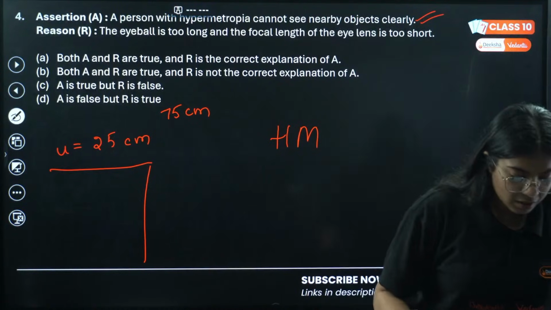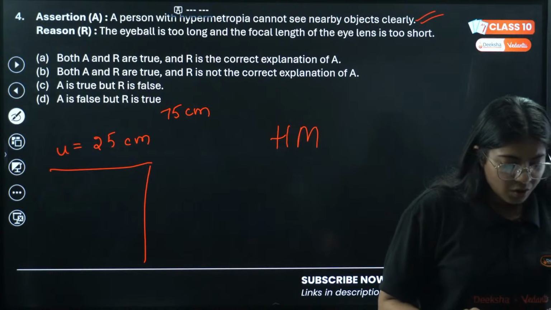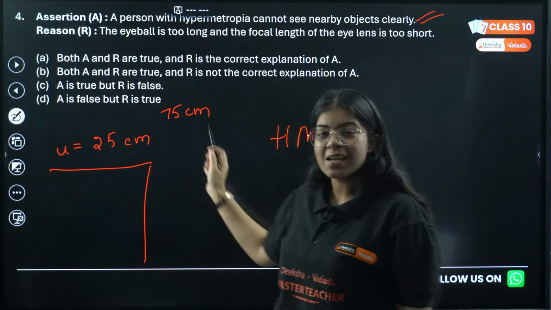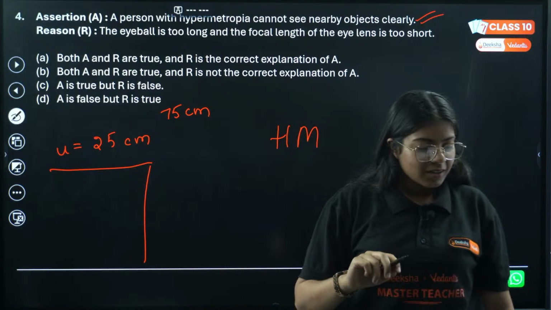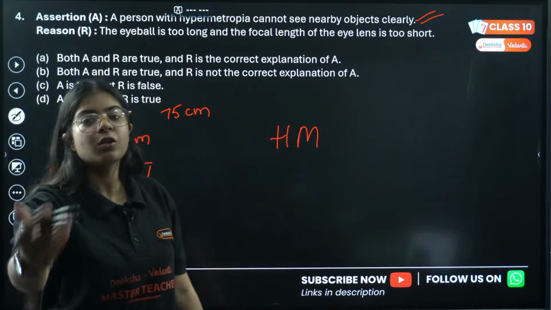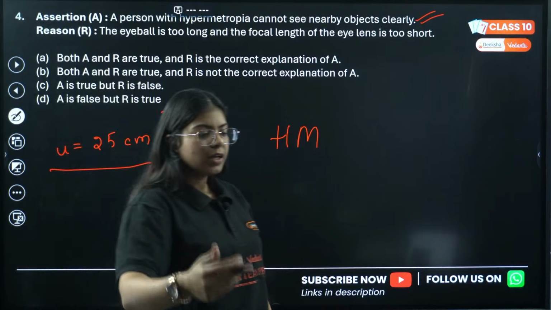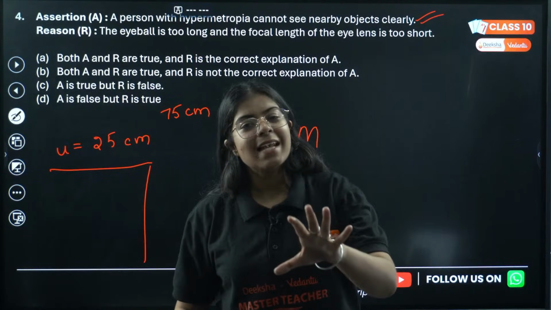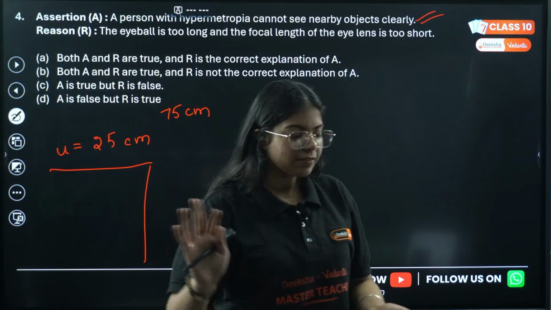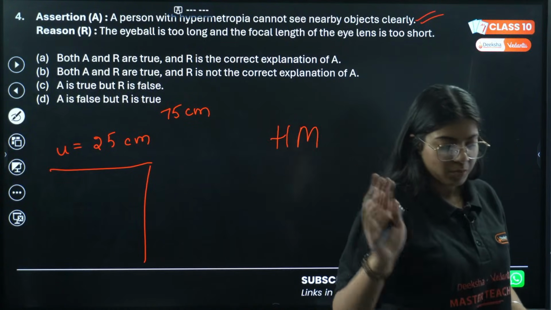Yeah, that's what I was going to ask you, because this question is incomplete. You are just given two things, u as 25 centimeter and then u as 75 centimeter. You let me know in this live chat only, in the comments. Tell me the answer, okay? I'll give you the answer in the next live session. I promise you.